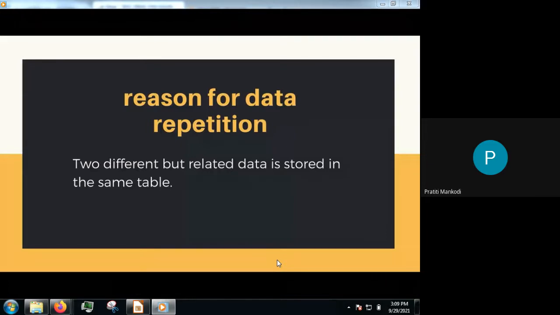Two different kinds of data are stored in the same table. The table name is student, so it should have the information about only students, but this table is storing the information of students as well as the information about the HOD. So our aim is to separate these two in such a way that we can still have a relation. Let's see how.